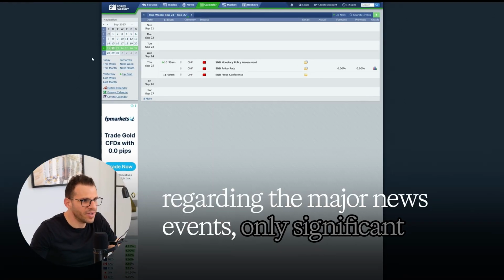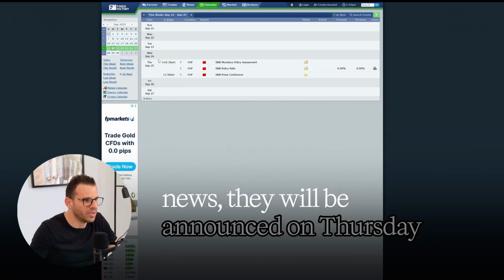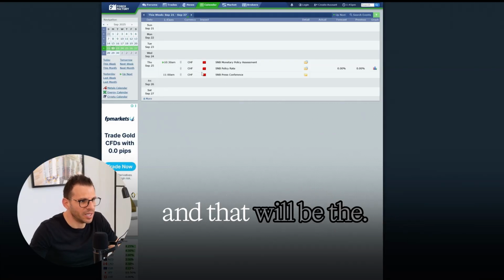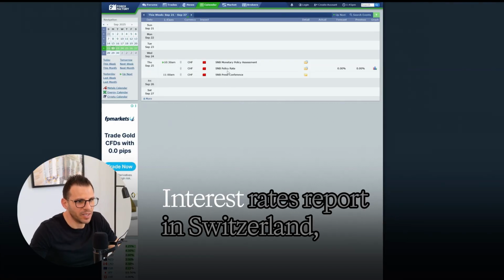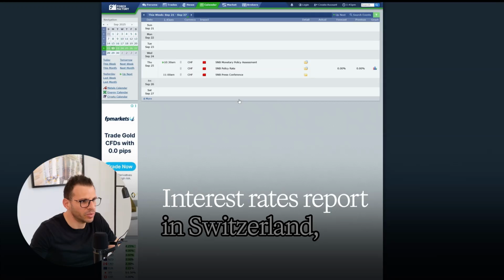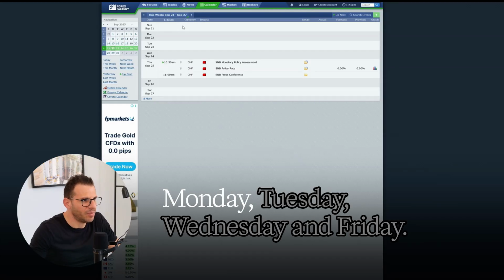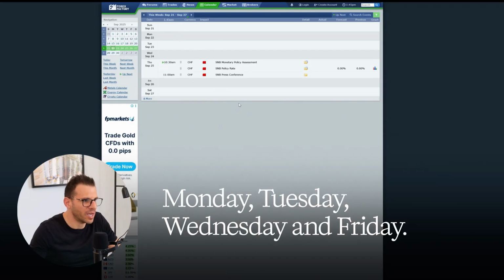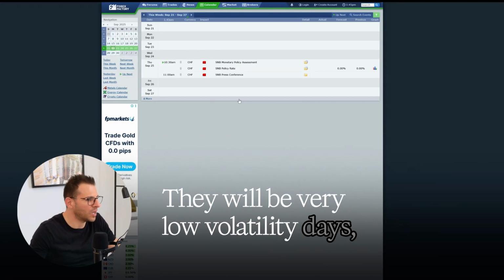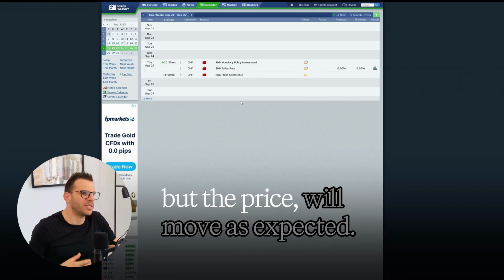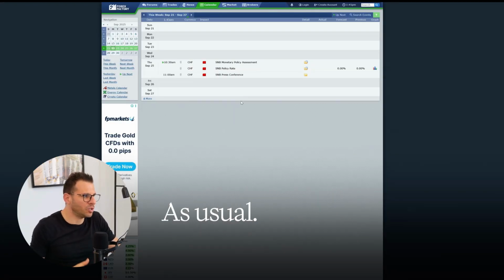Regarding the major news events, only significant news will be announced on Thursday, and that will be the interest rates report in Switzerland. Monday, Tuesday, Wednesday, and Friday will be very low volatility days, but the price will move as expected, as usual.